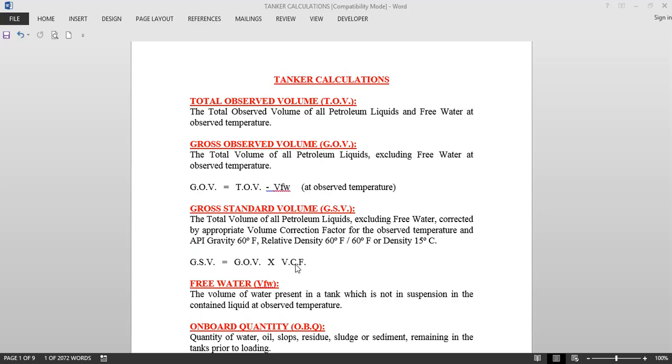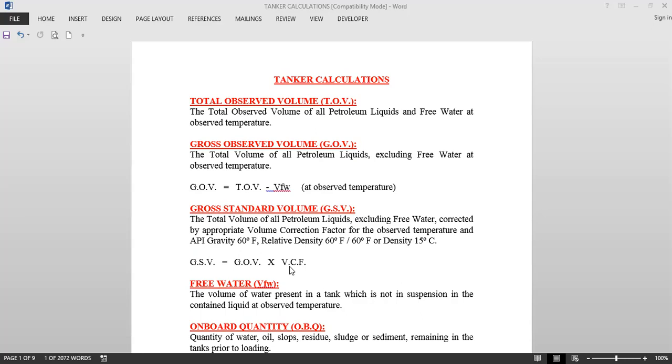How do we get that VCF? We get VCF by using the ASTM tables. We will see what these ASTM tables are, but VCF is the volume correction factor. Basically, from observed temperature to 15 degrees Celsius or 60 degrees Fahrenheit, we are going to reduce this volume. So we are going to multiply by this volume correction factor, or sometimes also called the volume reduction factor, and for that we use the ASTM tables.